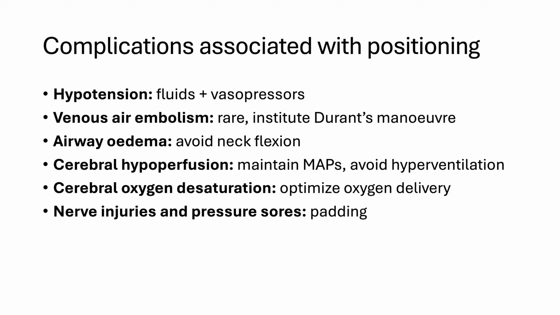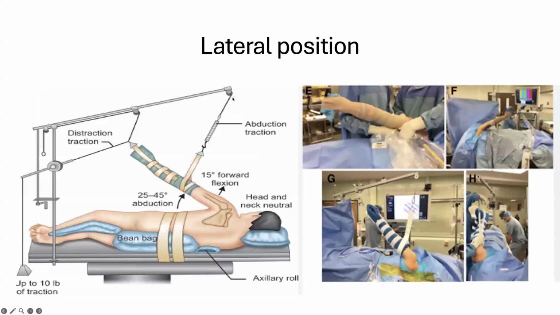Airway edema, as I mentioned, can occur due to excessive neck flexion. Cerebral hyperperfusion, I did mention that, especially if you hyperventilate the patient, can develop significantly. Oxygen desaturation: we talked about optimizing oxygen delivery, and we talked about padding to prevent pressure sores and nerve injuries. Patients can also come in for shoulder surgery, and some surgeons perform the surgery in the lateral position.